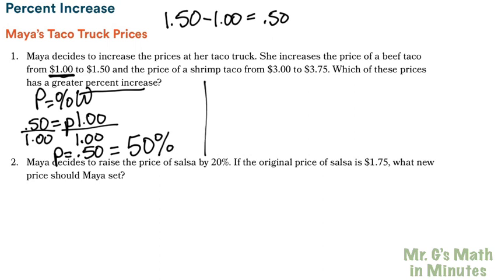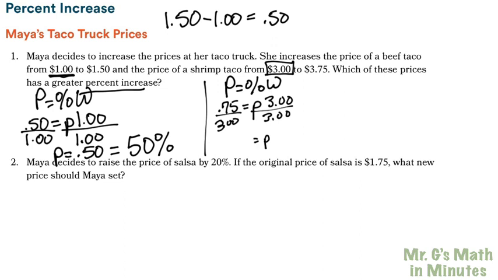So let's go ahead and take a look at the shrimp tacos. So part is equal to percent times the whole. In this case, she went from $3 to $3.75, which means she increased by 75 cents. Again, we are looking for the percent, and our whole is the original price. So they started out at $3. So we divide again both sides by $3. And we get our percent is equal to 0.75 divided by 3. And that's going to give us 0.25 or an increase of 25%.